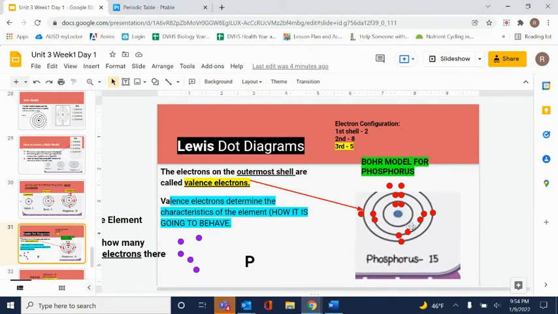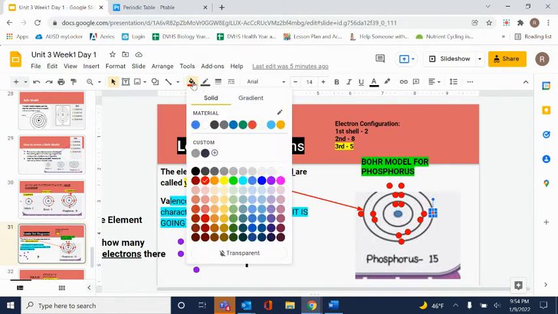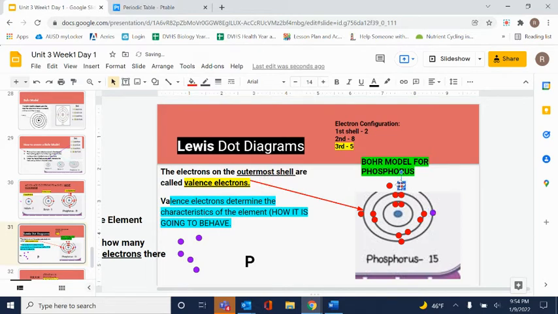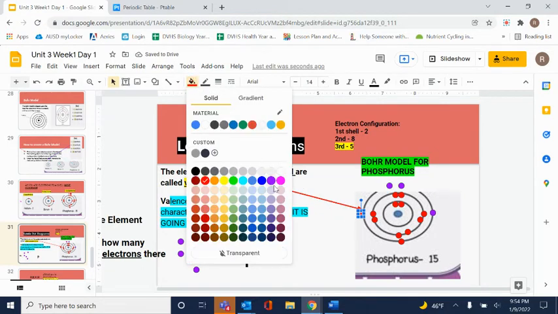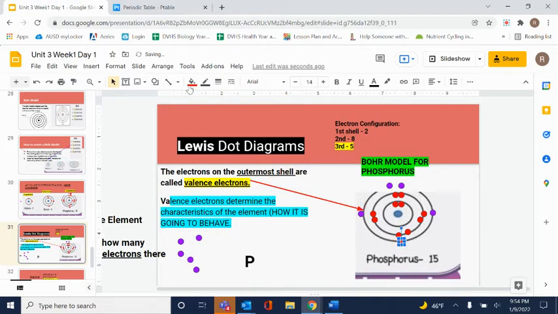Okay, so I copy pasted that and I put it here. This is the Bohr model, but if I wanted to write the Lewis dot diagram, I would draw the Bohr model and then I would find out where are my valence electrons. Valence electrons are the most important electrons in the configuration. Those are the ones on whatever is the outermost shell. So for example, for phosphorus, this one has 1, 2, 3, 4, 5 valence electrons.